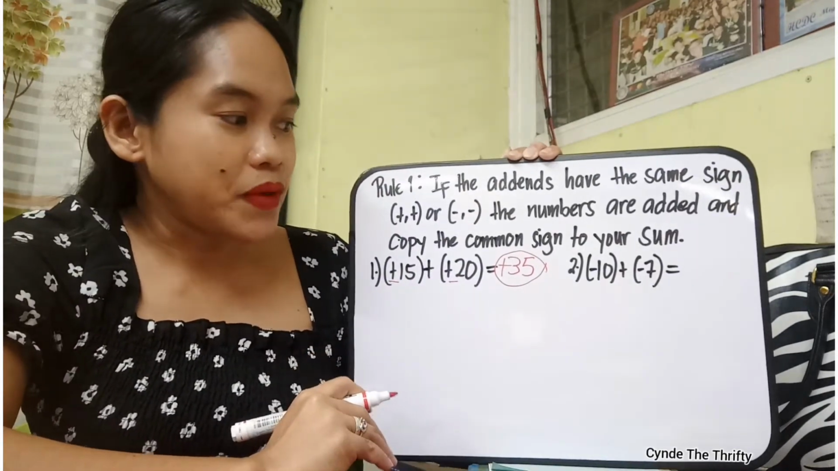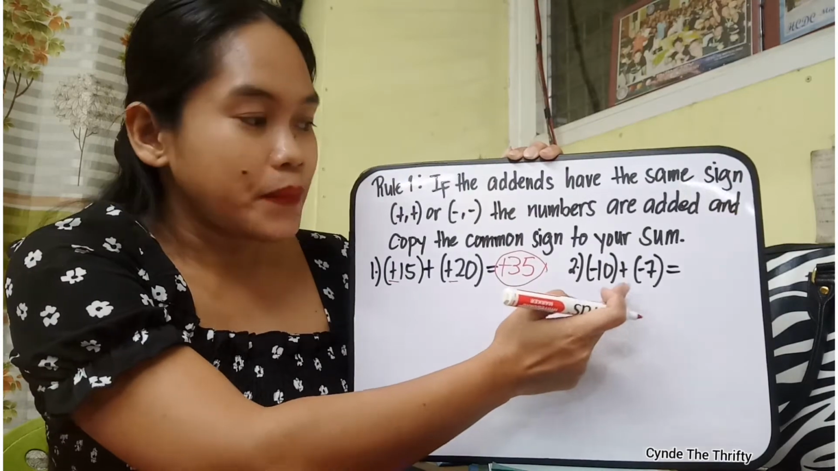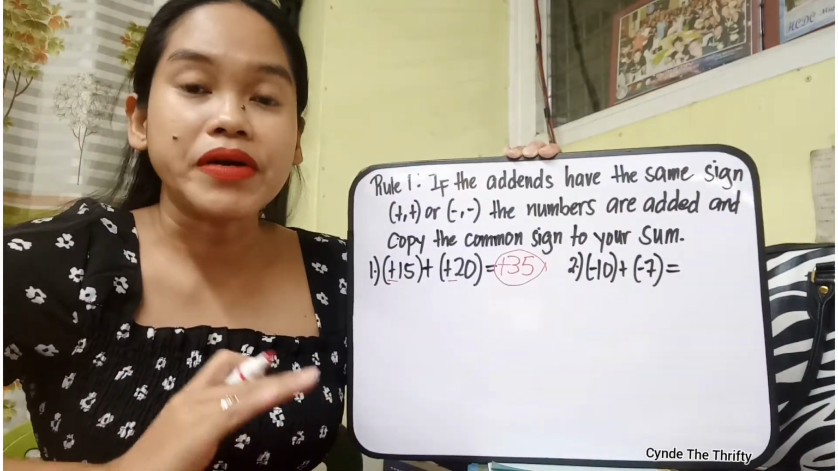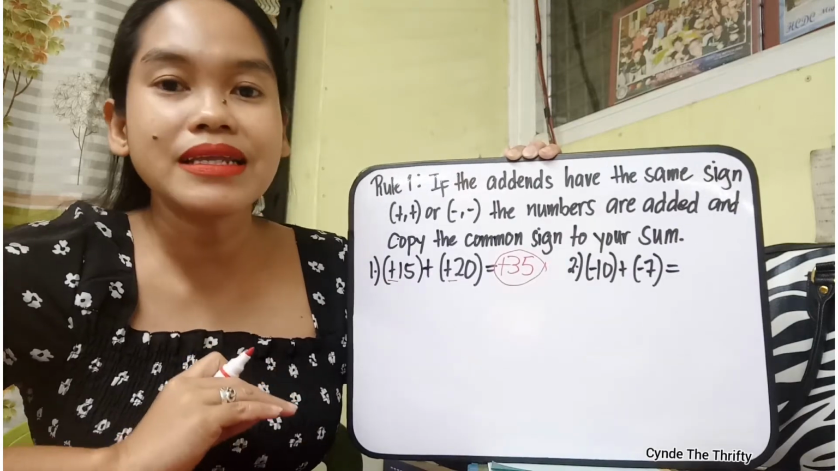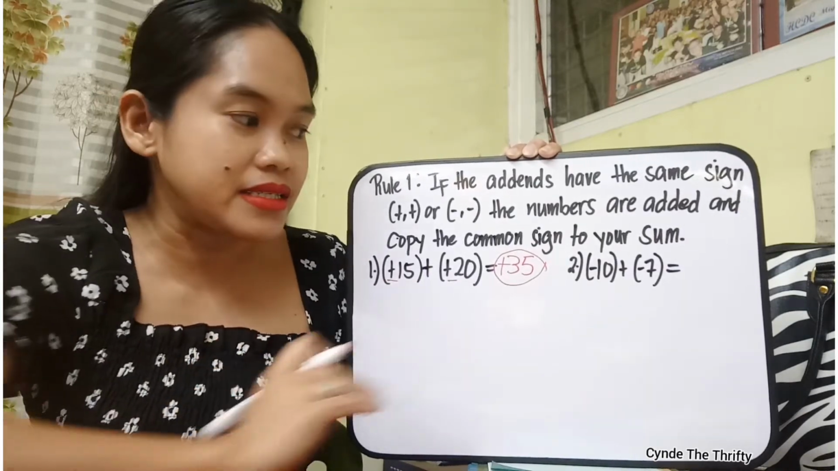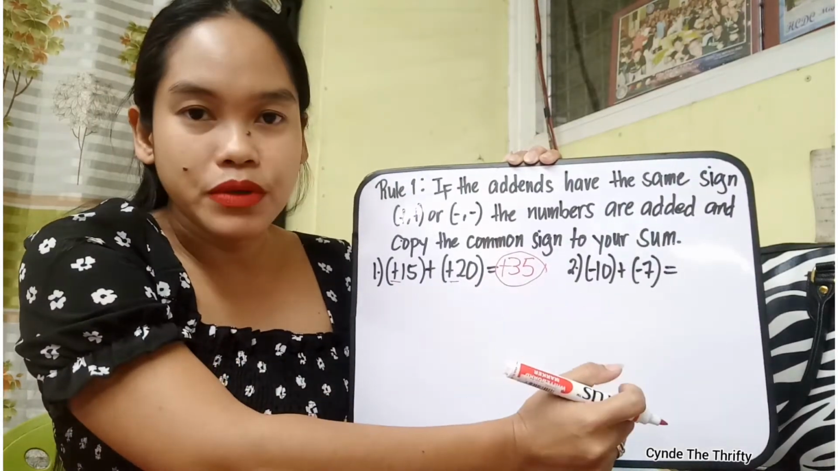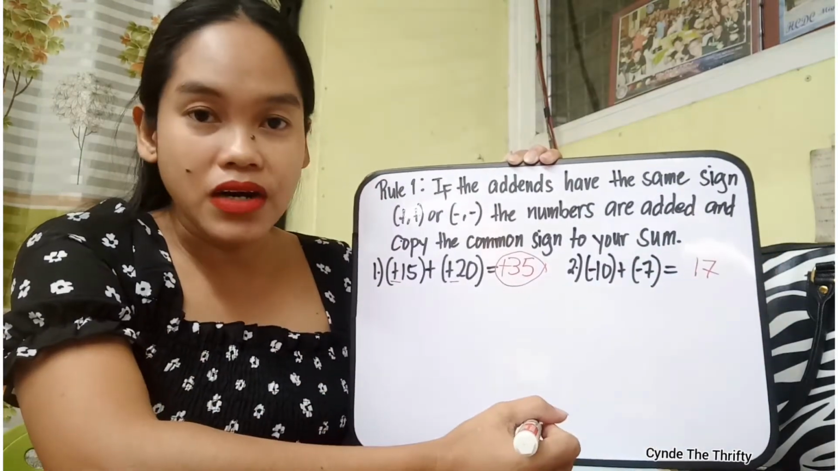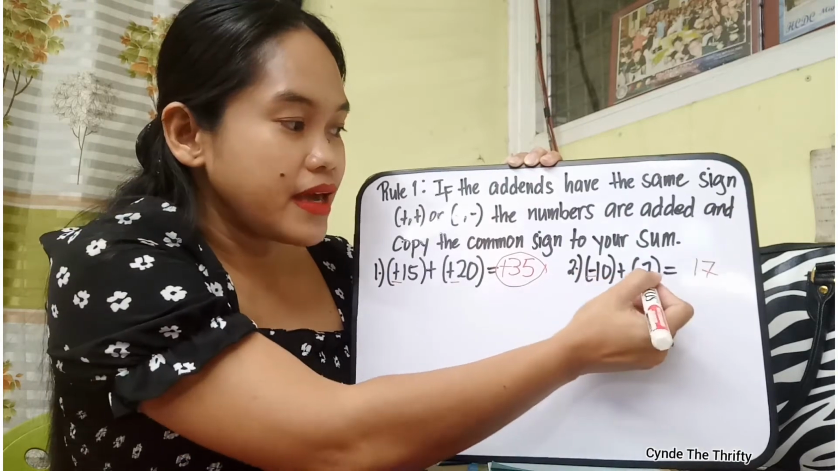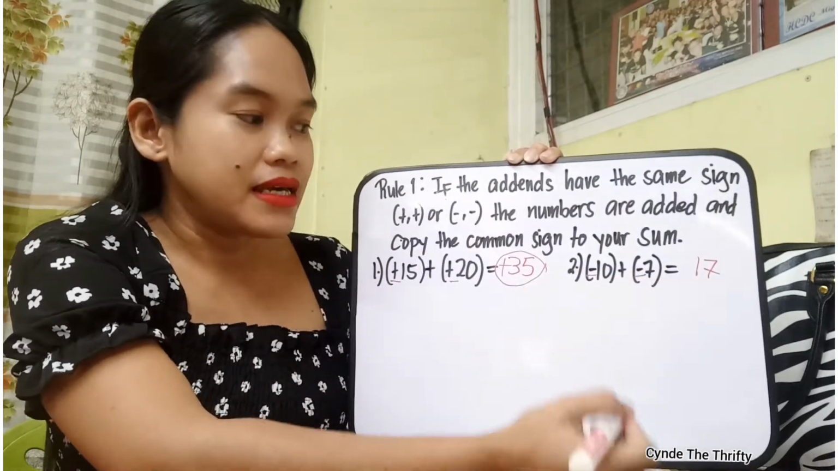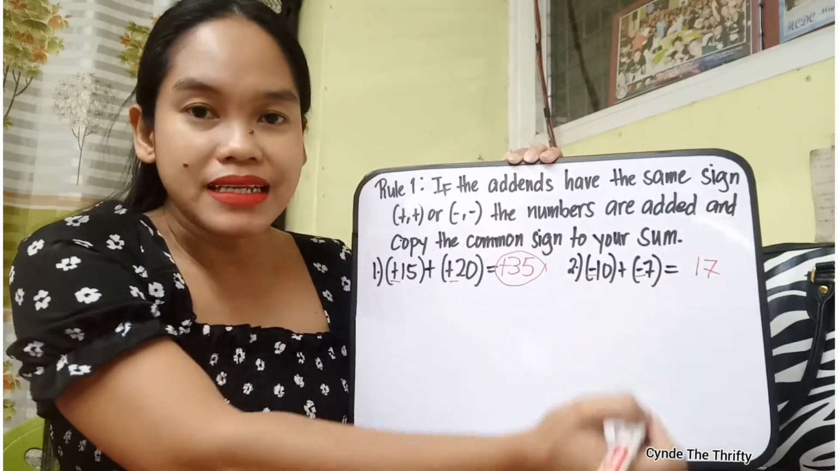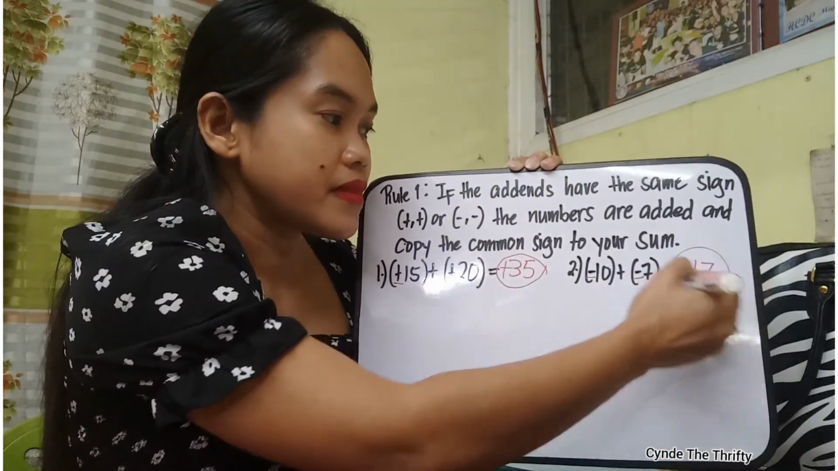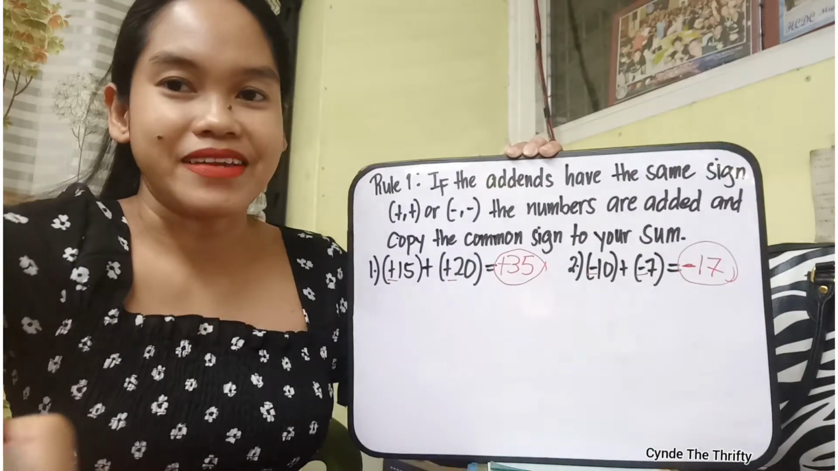Our second example is negative 10 plus negative 7. Still, magkapareho yung sign nila, pero negative yung sign nila. So, ang gagawin natin is i-add natin yung mga addends, which is 10 plus 7 is equal to 17. And then, ano yung kanilang common sign? Negative and negative. So, ibig sabihin, negative 10 plus negative 7 is equal to negative 17. Ayan. So, yun yung sagot natin.